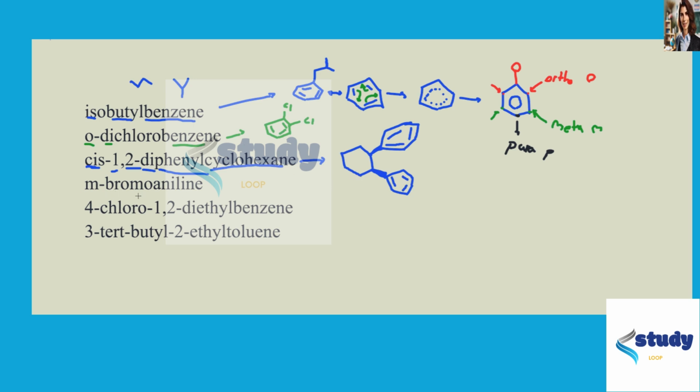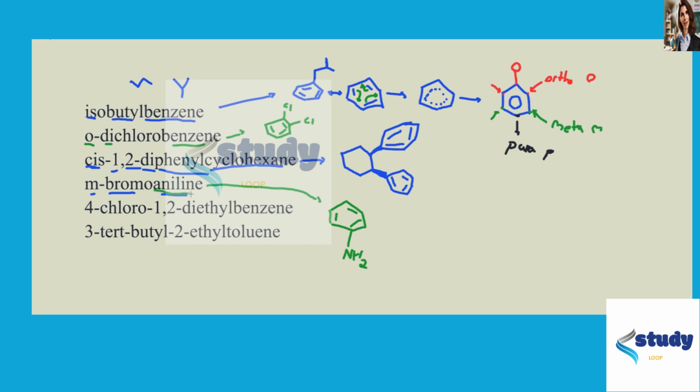Now what about m-bromoaniline? We have m, so that means it's the meta position. The bromo is on a meta position of our aniline. So what is an aniline? Aniline is just a benzene ring with an amino group on it. So it has an exocyclic amino group, an NH2 group. So this is what aniline is.